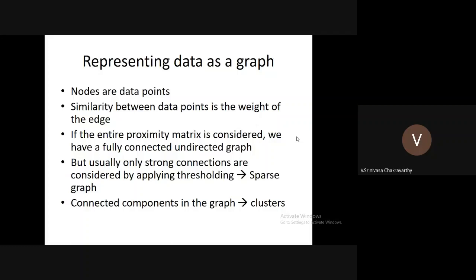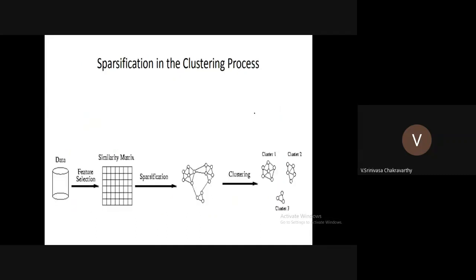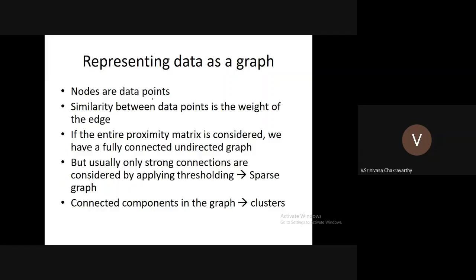Now, what is the connection between graph and data, and how do you cluster data when you represent it as a graph? This is very simple. If you have a bunch of data points, let's say I have 3 points. In the graph structure that we will define, the data points will be the nodes, and the edges will be some kind of similarity between the nodes. So nodes are data points, and edges are similarity.